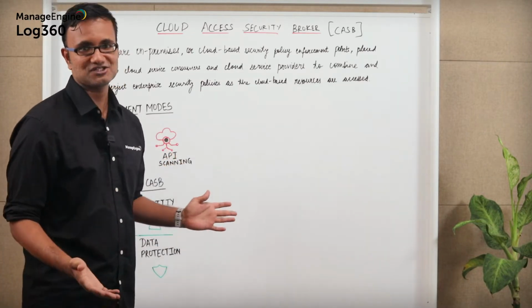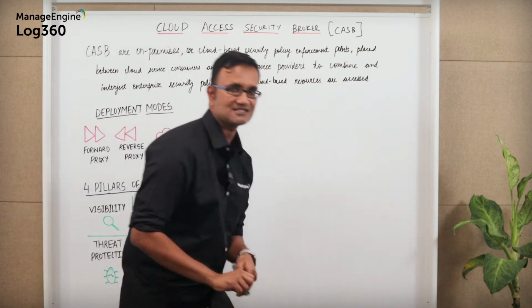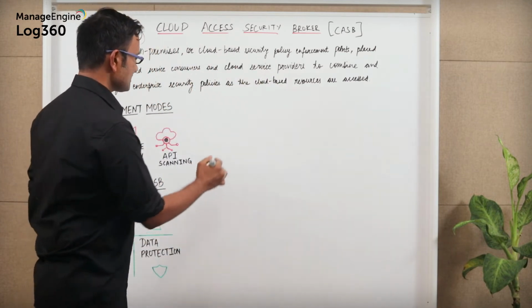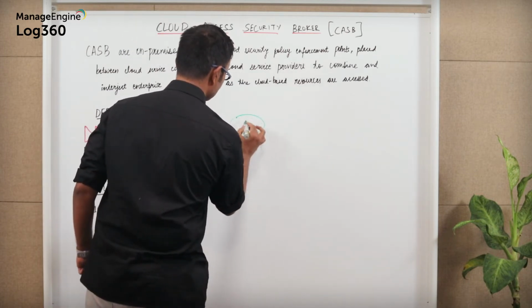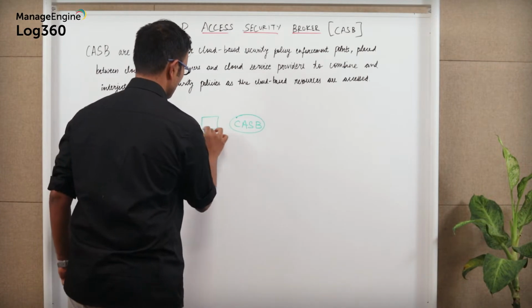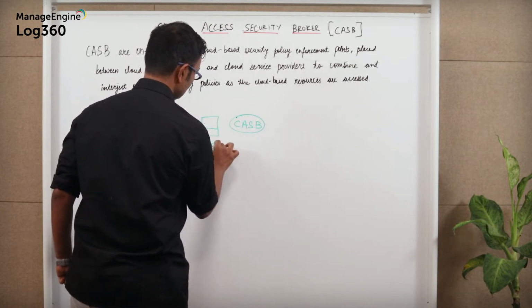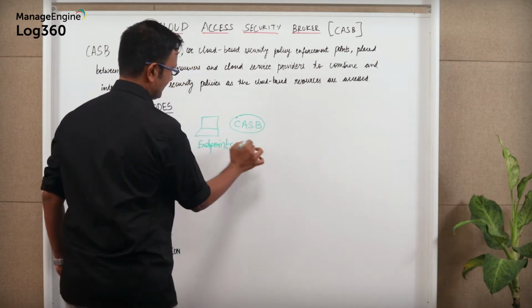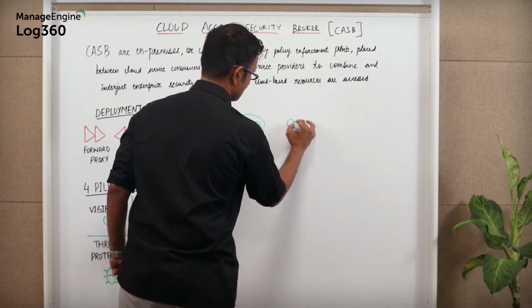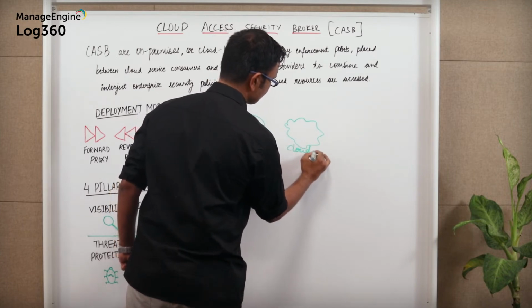Now, this is a definition, right? So let me break it down for you. What this actually means is that the CASB is going to be at the center point. So here you have the CASB. You may have endpoints over here. So these are the endpoints. And here would be the cloud apps that people are trying to access. So these would be the cloud apps.